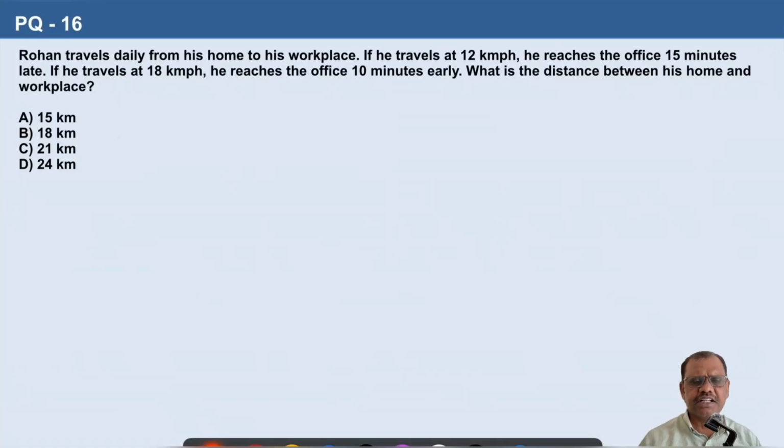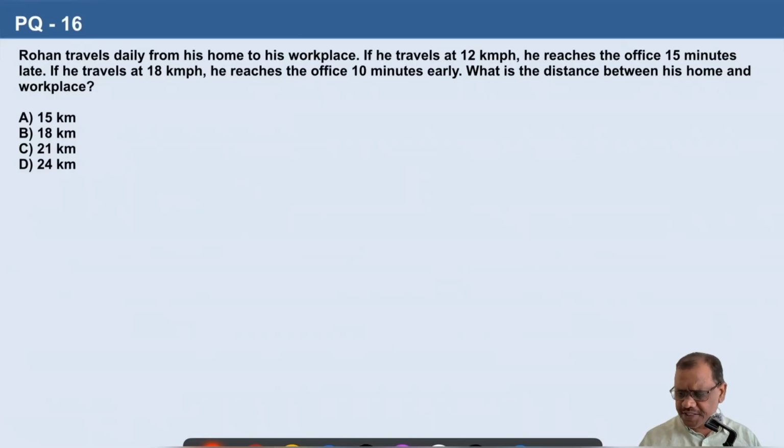Question number 16. Rohan travels daily from his home to his workplace. If he travels at 12 kilometers per hour, he reaches the office 15 minutes late. If he travels at 18 kilometers per hour, he reaches the office 10 minutes early. What is the distance between his home and workplace?